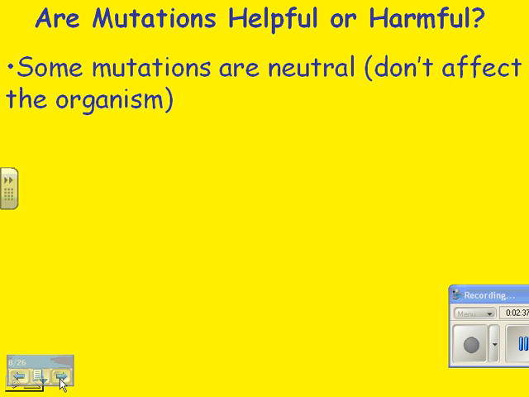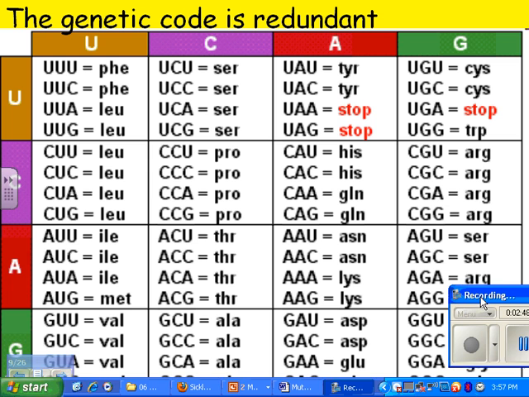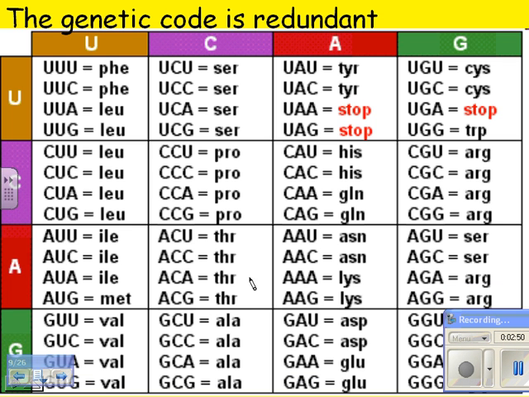Of course, mutations aren't always beneficial. Some mutations are neutral. They don't affect the organism at all. That can happen if the mutation happens in some non-coding part of DNA. Or, check this out. You saw this in the last unit. The genetic code is redundant. So, for example, UUU, this is the mRNA now, codes for phenylalanine, but so does UUC.